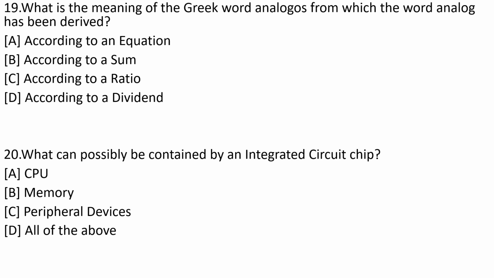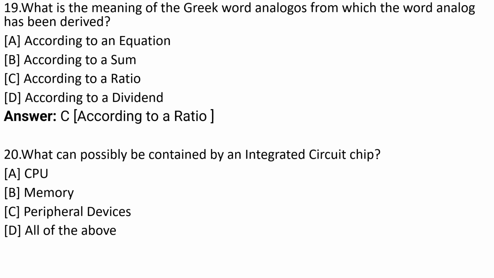Question number 19. What is the meaning of the Greek word analogous, from which the word analog has been derived? Option A, according to an equation. Option B, according to a sum. Option C, according to a ratio. Option D, according to a dividend. And the answer is option C, according to a ratio.